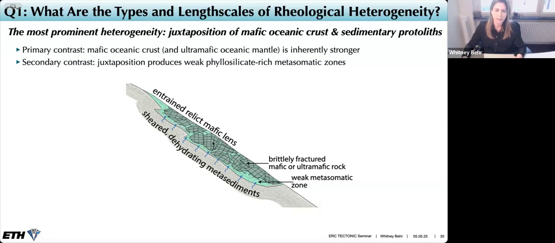And then across the contact, you start to get fluid rock exchange, and you might expect a metasomatic halo that is similarly weak. So you can produce even more weak material than is already there through the fluid rock interactions.